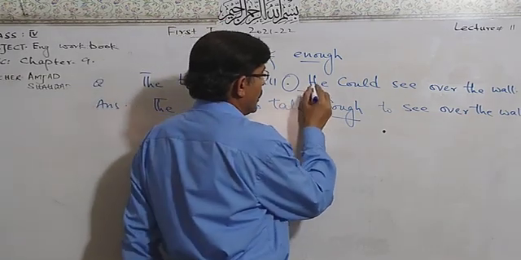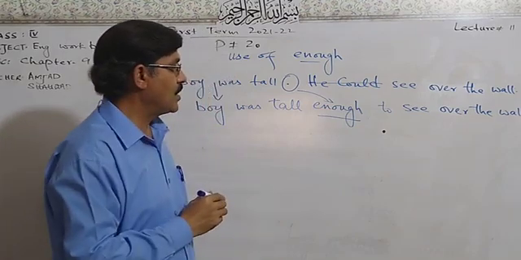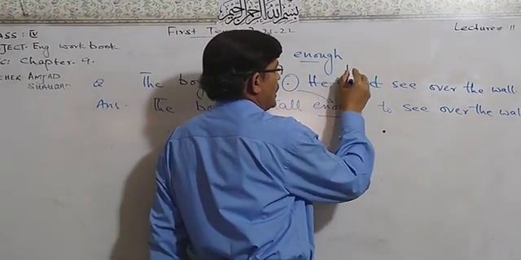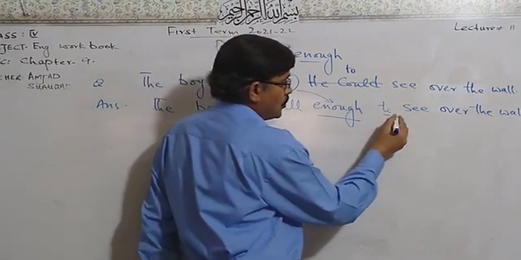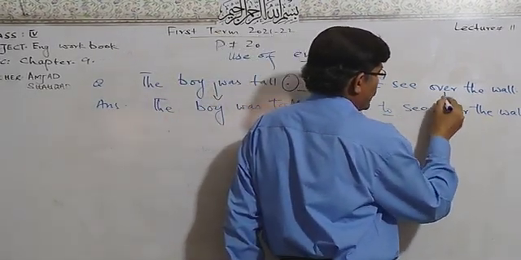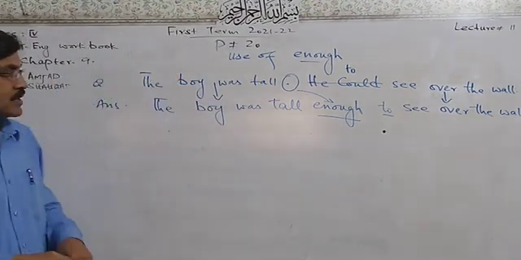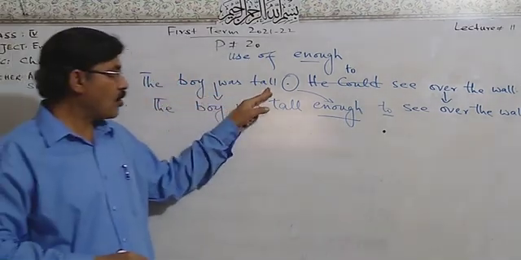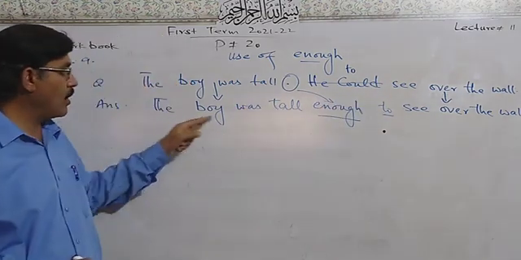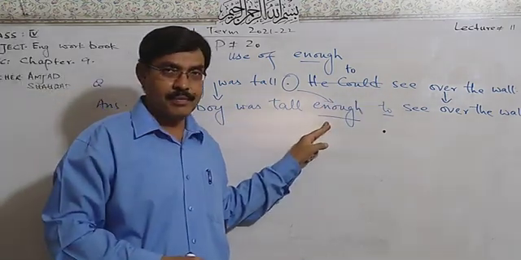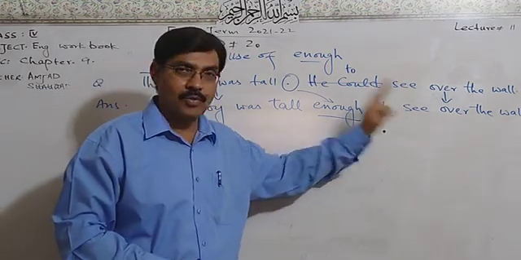Don't write this part. Instead of this, we have to write: to see over the wall. I hope you understood this one. The boy was tall, he could see over the wall. The boy was tall enough to see over the wall.